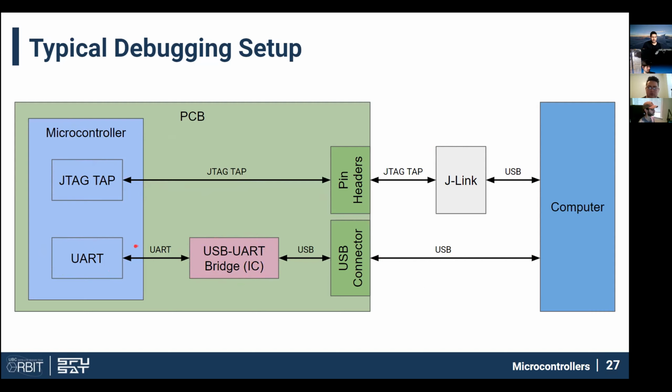So here you can have debug messages coming out, or if you've got a bootloader in progress, you can upload firmware through here as well. The one thing you can't do through here in general is actual debugging. If you want to halt the CPU or set breakpoints, you have to go through the J-Link to the JTAG tap.